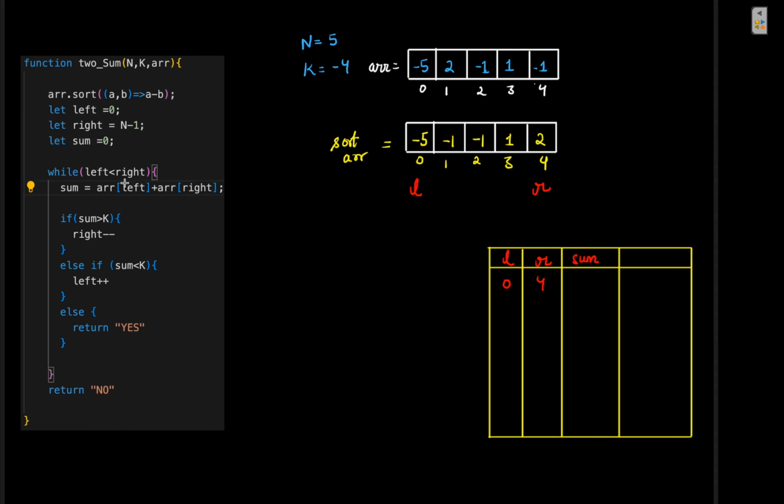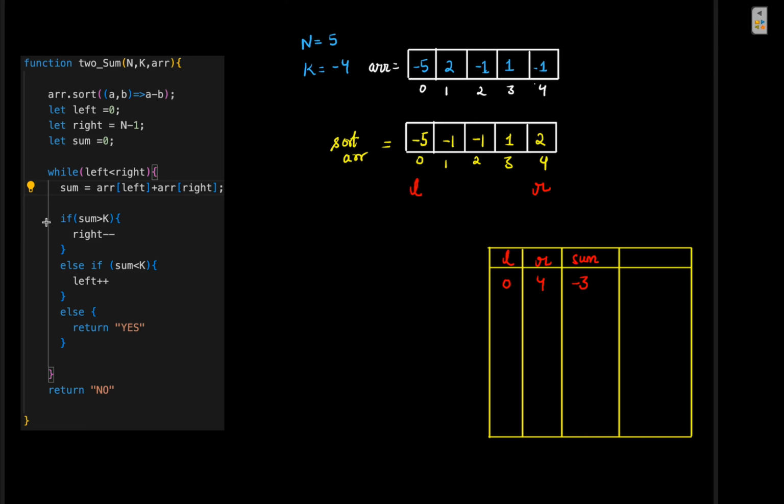Right. Now let's come to here. While left is less than right. Yes, L is 0, R is 4, it is less than right. Now take the sum of ARR of left plus ARR of right. So -5 plus 2, that will be -3, and we got a sum of -3.